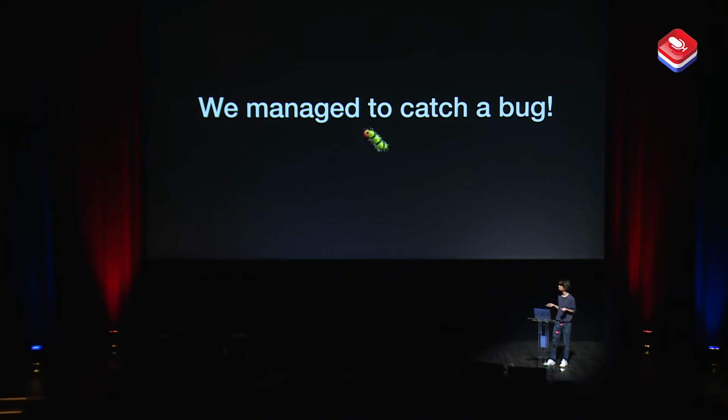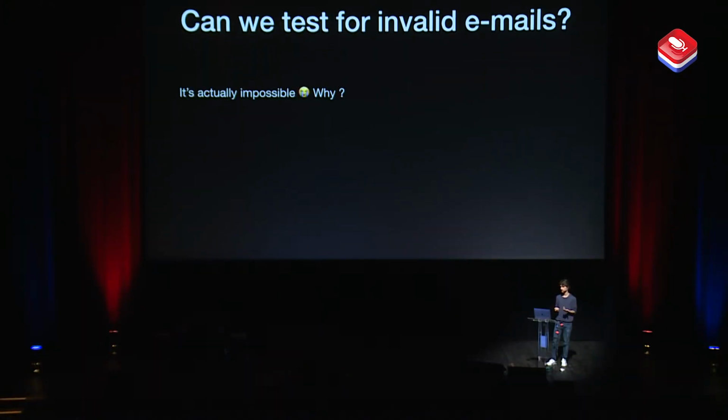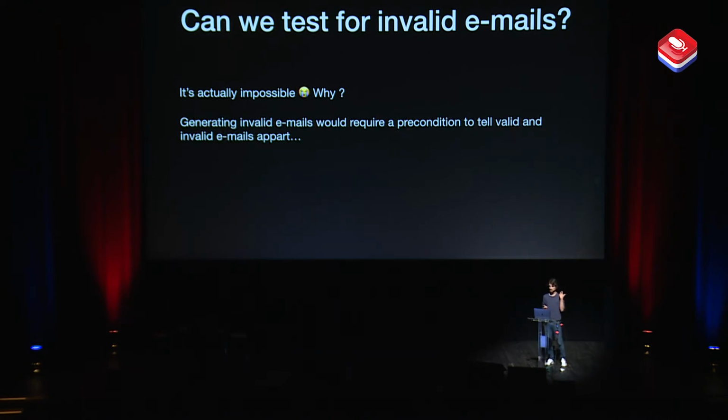So the system does work. We can catch bugs. We can catch edge cases with property-based testing. So it's kind of cool. So now that we have seen this, you might be thinking, OK, can I also test for invalid emails? Actually, you cannot. Because remember, property-based testing is for any value such that a precondition is met. If we wanted to test for invalid emails, we would need to have a precondition to tell valid and invalid emails apart. And this is what we actually want to test.